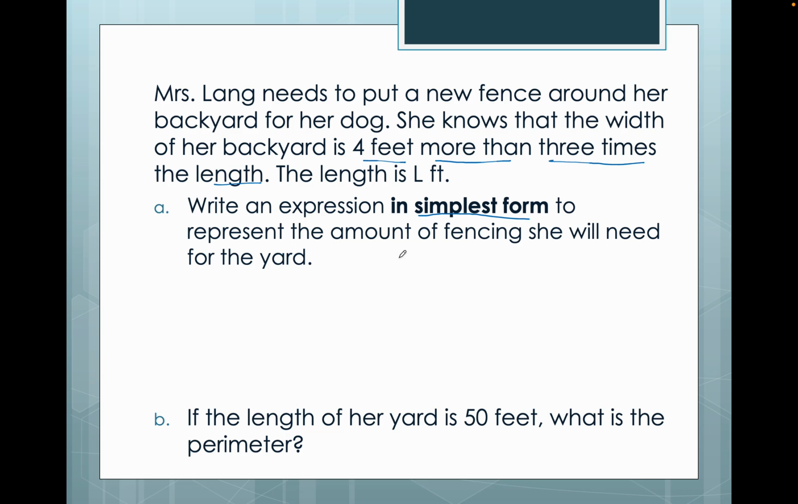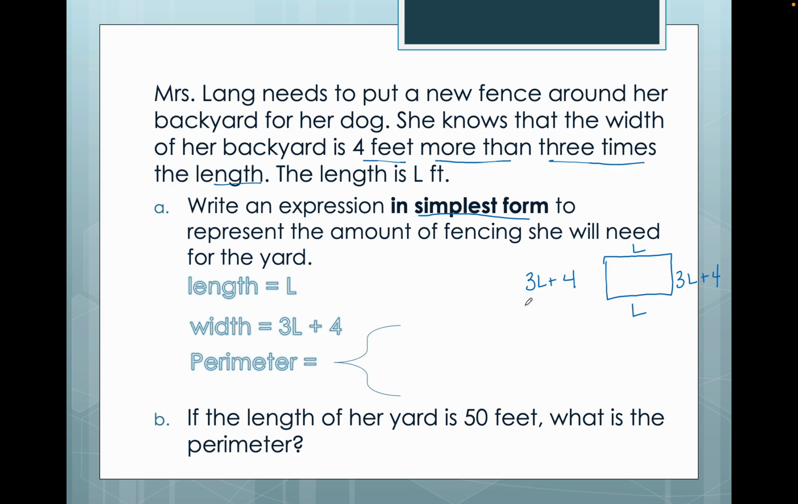This question is asking for the perimeter of Mrs. Lang's yard. So that is 4 sides of a rectangle. We know that the length is L and the width is 4 more than 3 times that. An expression to represent that would be 3L plus 4. Once you come up with this, you want to remember that perimeter as 4 sides needs to add up the 4 sides.